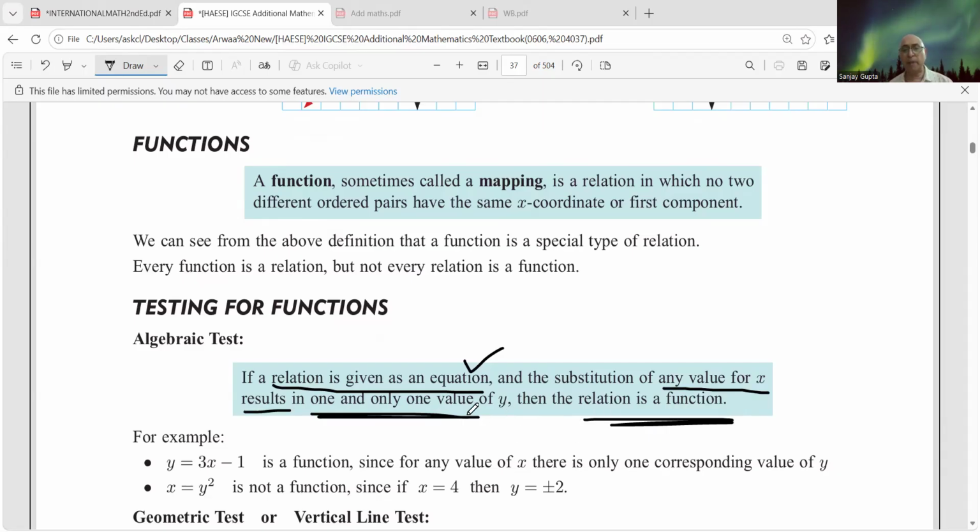It should not be giving us more than one value of y. Right? If I have an equation and I input an x value and I get two different y values, then you understand that that is not a function. So we can get maximum one and only one value of y. Then the relation is called a function.